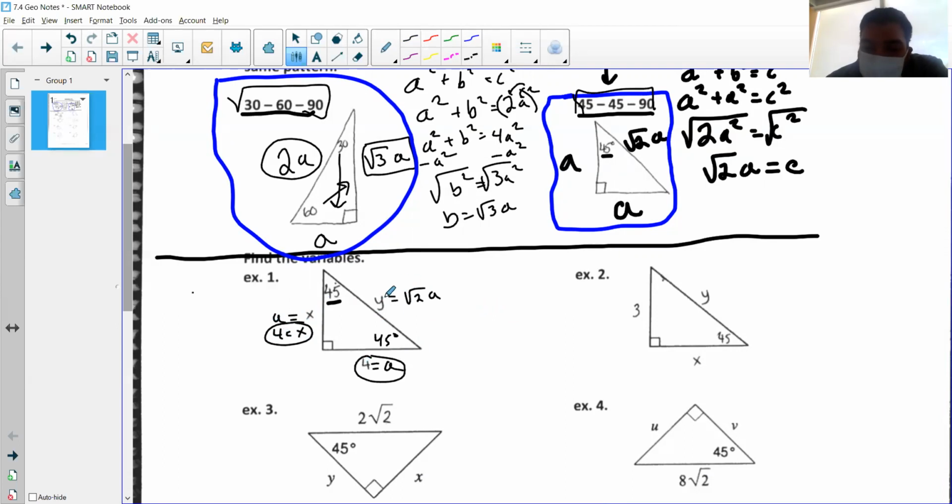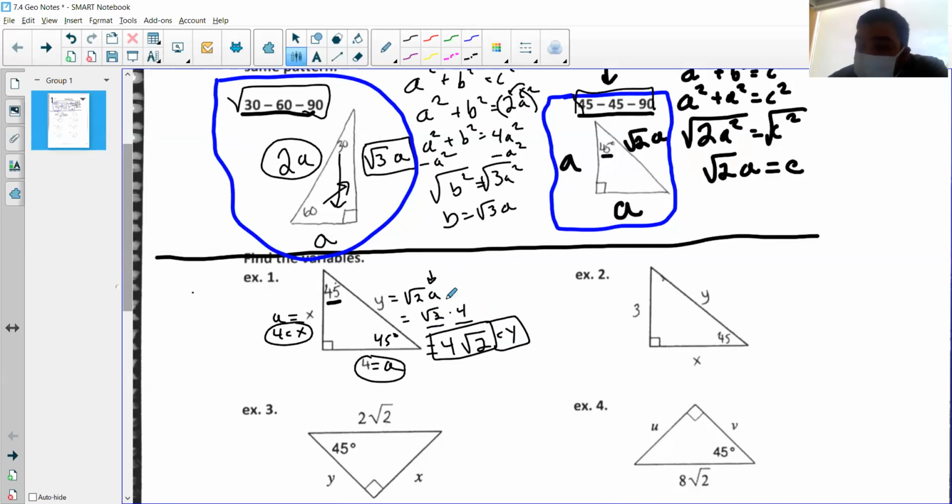In this one, I need to figure out what Y is. So I have to plug in A. We just figured out A is 4. So it's equal root 2 times 4. This is in a square root. Well, this is not in a square root. Because it's not in a square root, and this is a square root, we can't combine them. So we're just going to put them next to each other for root 2. So in this case, Y equals 4 root 2.